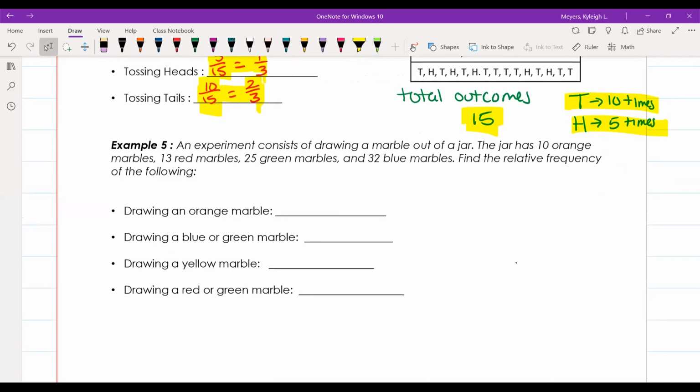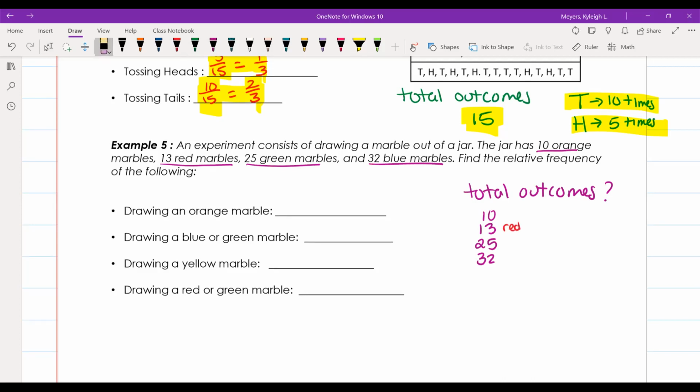Okay, so an experiment consists of drawing a marble out of a jar. The jar has 10 orange, 13 red, 25 green, and 32 blues. Find the relative frequency. So first, we always find the total outcomes. So how many are in the jar? Well, you should be doing 10 plus 13 plus 25 plus 32, right? 10 orange, 13 red, 25 green, and 32 blue. So add those all up for me.